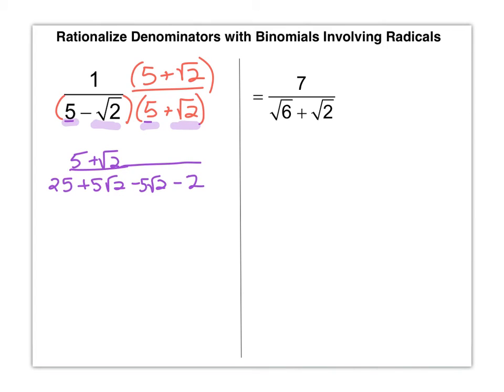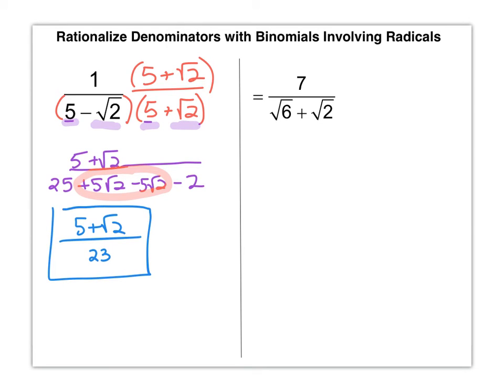The outer and the inner terms, when you multiply by the conjugate, are always going to be opposites, so they're going to cancel out. In the numerator, we get 5 plus square root of 2. And in the denominator, the middle two terms cancel out to get 25 minus 2, which is 23. This is how we can write our answer in simplified form, and it's simplified because we have no radicals in the denominator.